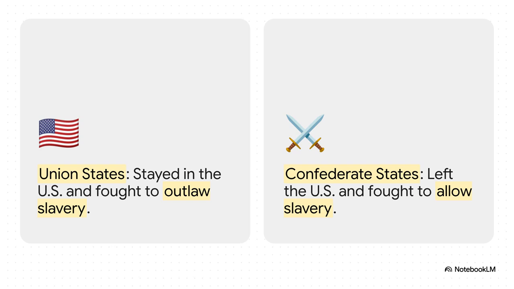I mean, the country literally tore itself in two over one single fundamental issue: slavery. On one side, you had the Union states in the North fighting to keep the country together and to outlaw slavery. And on the other, the Confederate states in the South fighting to leave the U.S. and preserve the institution of slavery, which their entire society was built on.